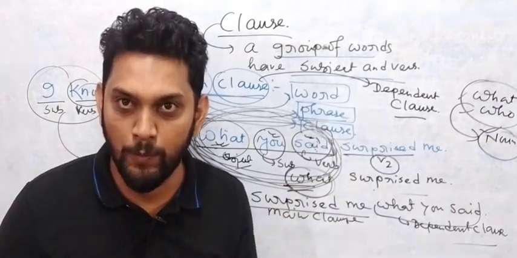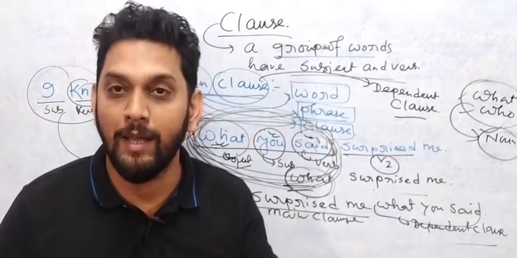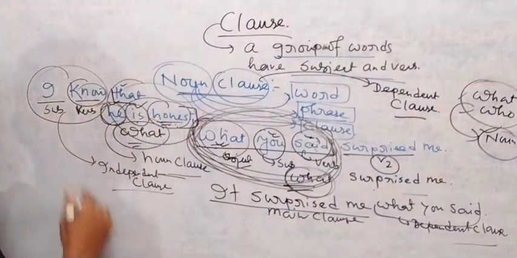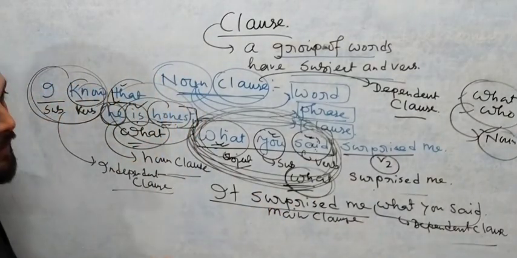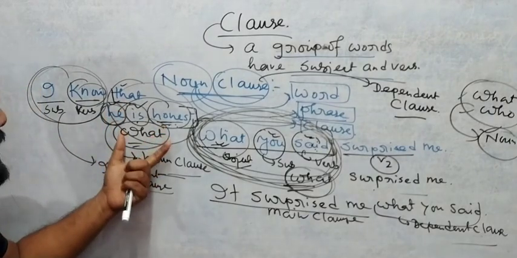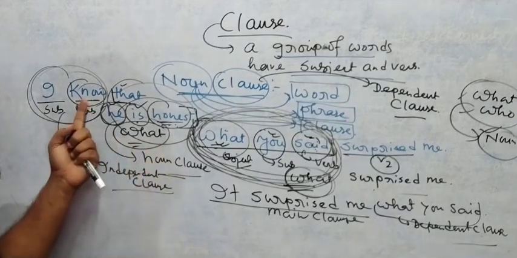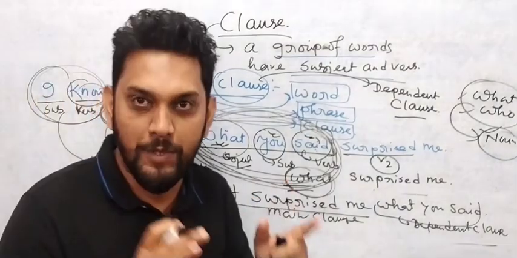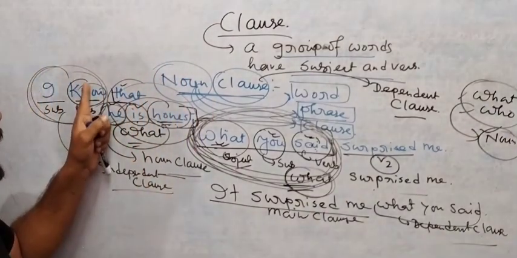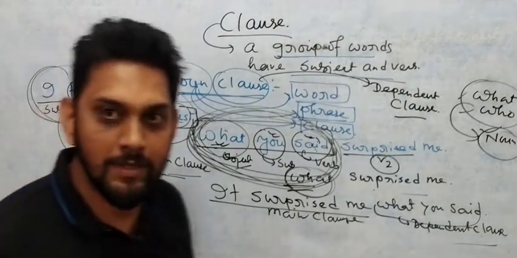An independent clause always stands alone, but the dependent clause always depends on the independent clause. It cannot stand alone. Got it? So now, I know is an independent clause, but that he is honest is a dependent clause, and it would be a noun clause. Here it acts as an object of this verb, and this object is a noun clause. Did you understand this much?